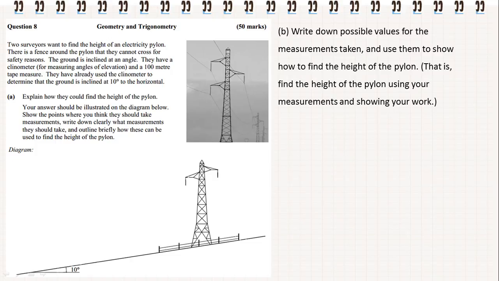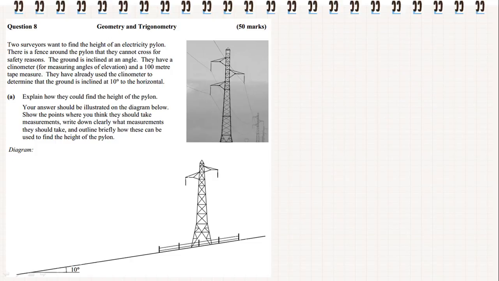Okay, so now we're going to go back through and we're going to underline the key information. So they want to find the height of the pylon. There's a fence around the pylon that they cannot cross, so we can't forget that. The ground is inclined at an angle. They have a clinometer for measuring angles and a 100-meter tape measure. They've already used the clinometer to determine that the ground is inclined at 10 degrees to the horizontal. So really 10 degrees is the only piece of numerical data that we're given.